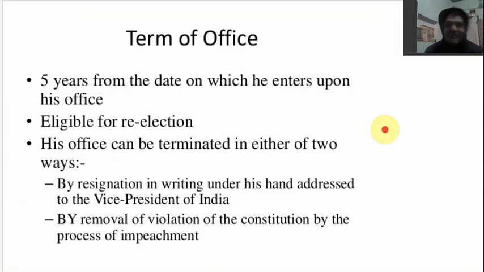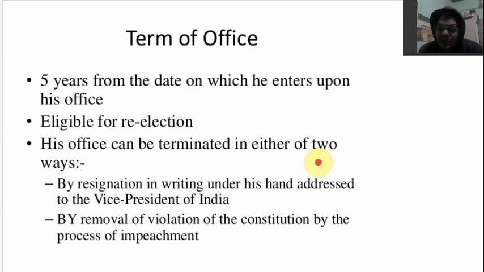Okay, first we are going to understand the term of office. The term of office is 5 years. I am pretty sure that you are aware of this fact. He is eligible for re-election. If you remember, Rajendra Prasad was re-elected. His office can be terminated in two ways. First is by resignation in writing under his hand, addressed to the Vice President of India. Here is something that you should remember for MCQs in any exam: to whom does the president address his resignation letter? To the vice president.